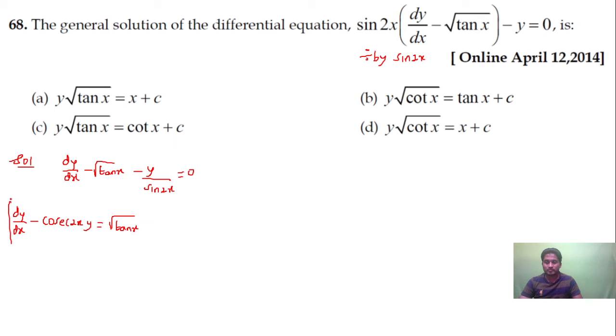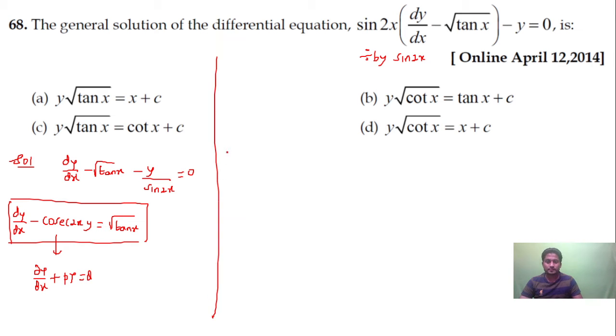Now this is of the form dy by dx plus py equal to q. Dy by dx plus p into y equal to q. You get p is equal to minus cosec 2x, and then q is equal to root of tan x. Now IF is equal to e to the power integral p dx. So this is e to the power of integration of minus cosec 2x. Minus I take outside.